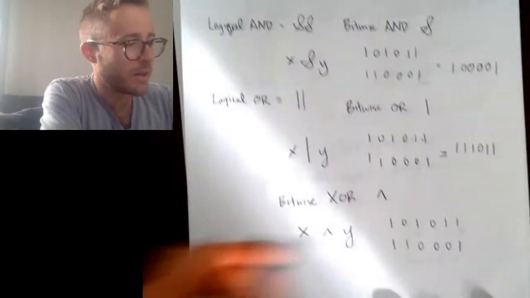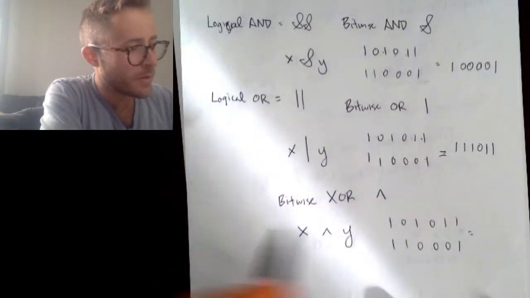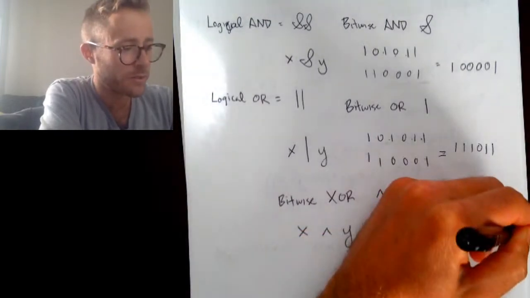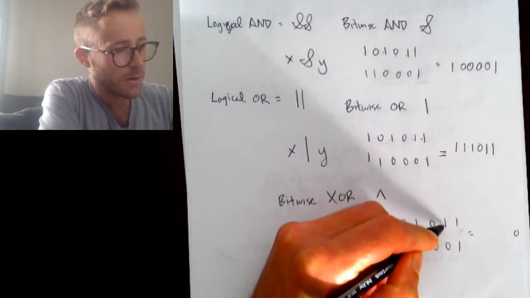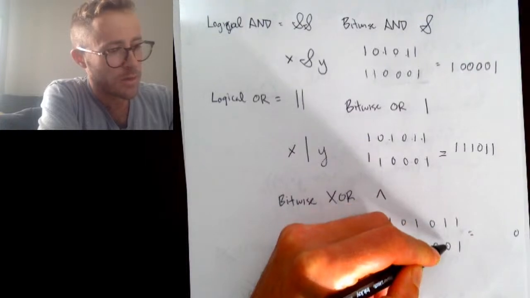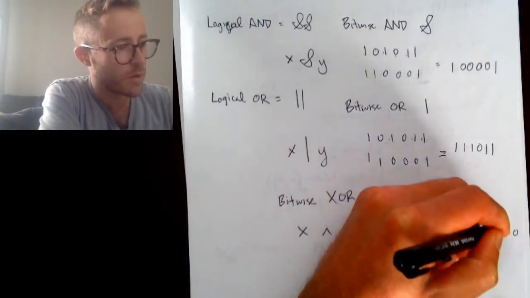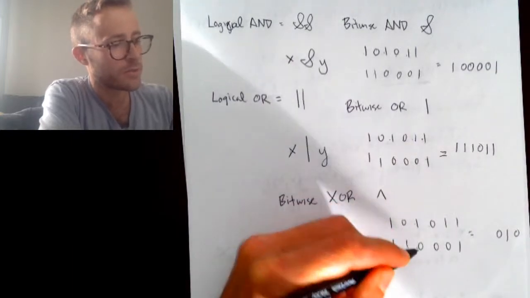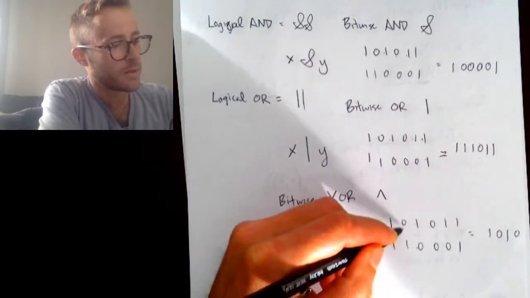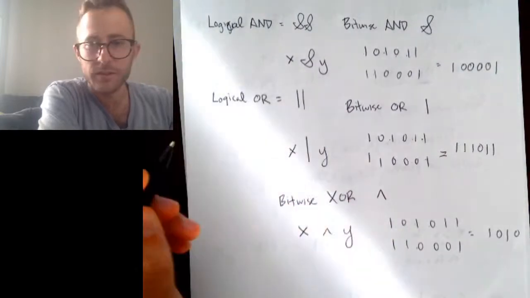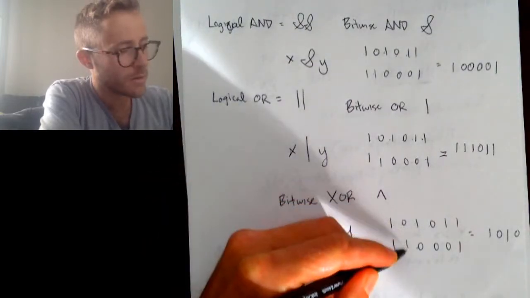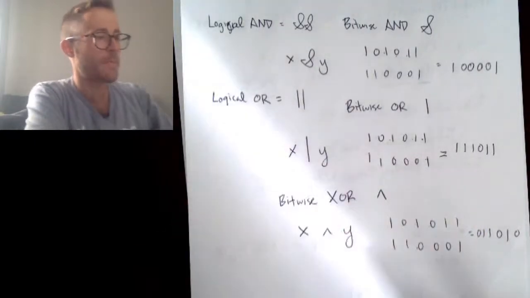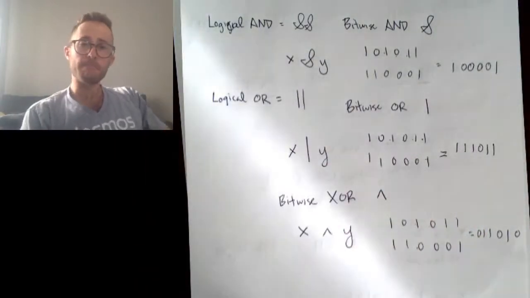okay, and I have to go bit by bit in exclusive OR. So 1 XOR 1 is 0. 1 XOR 0 is 1. 0 XOR 0 is 0. 1 XOR 0 is 1. 0 XOR 1 is 1. And 1 XOR 1 is 0. Okay.